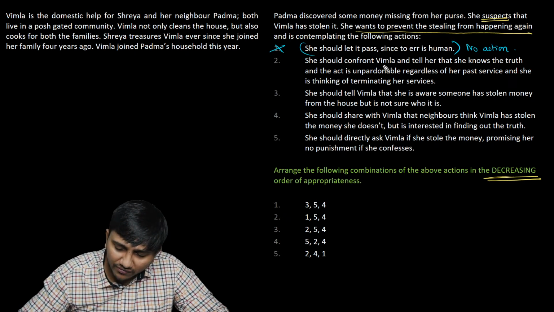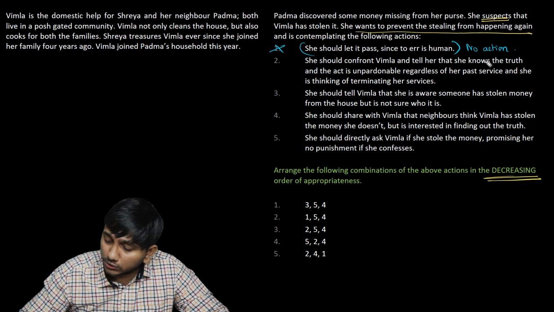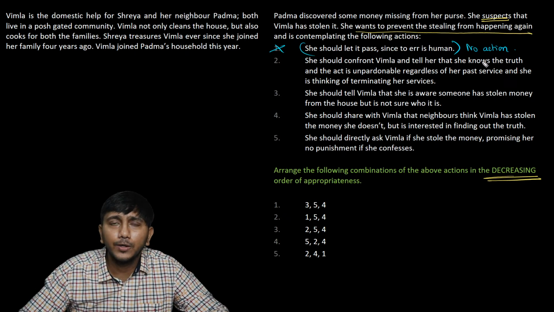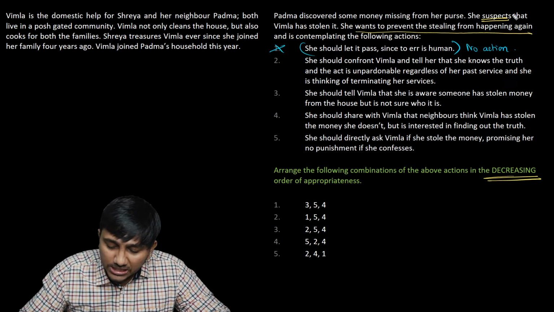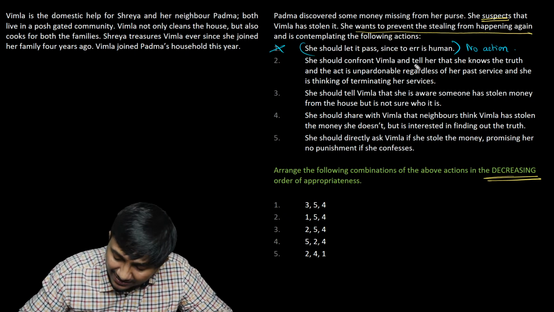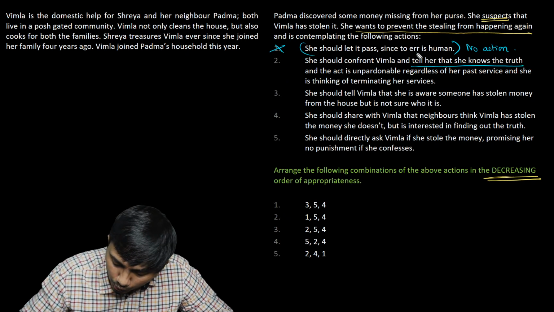You should confront Vimala and tell her that she knows the truth. She doesn't know the truth. You cannot lie, right? She suspects that Vimala has stolen. You cannot tell her that you know the truth. That's a lie.